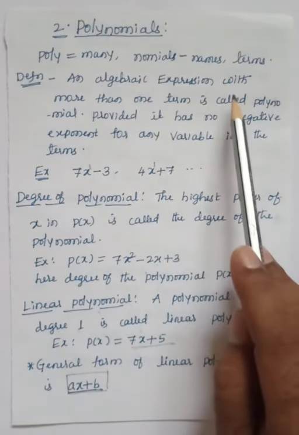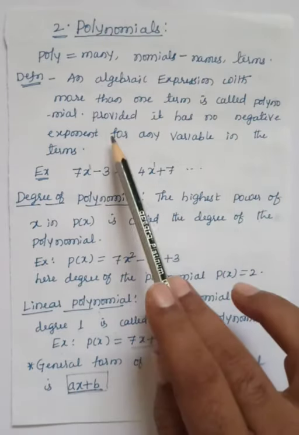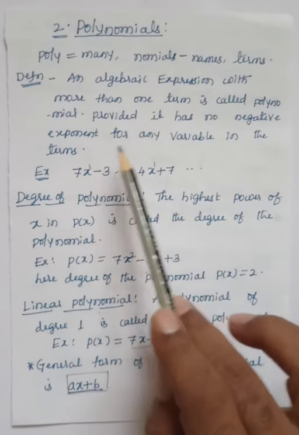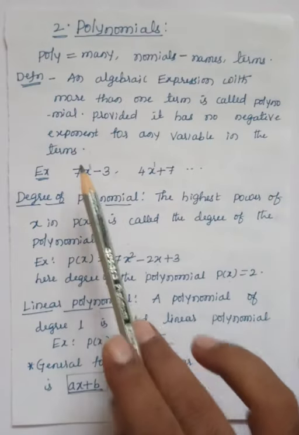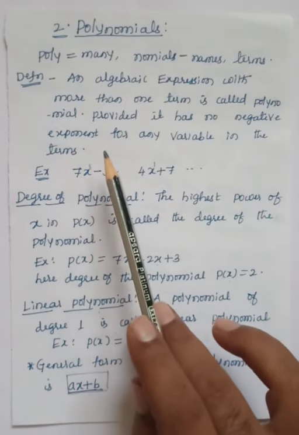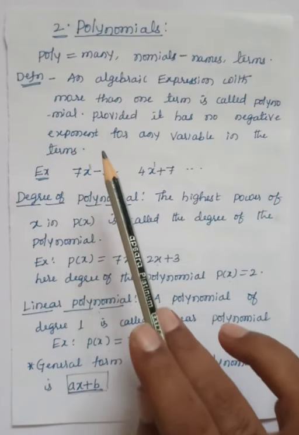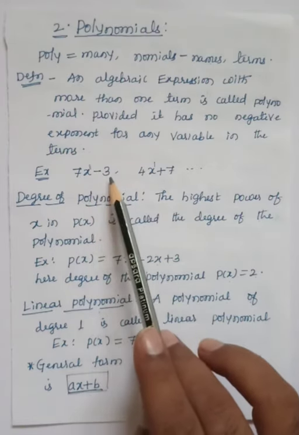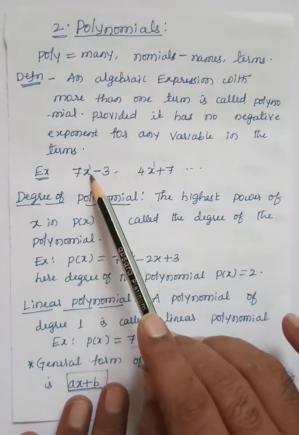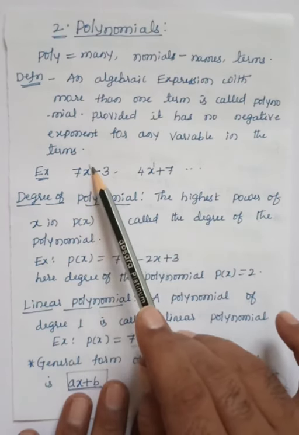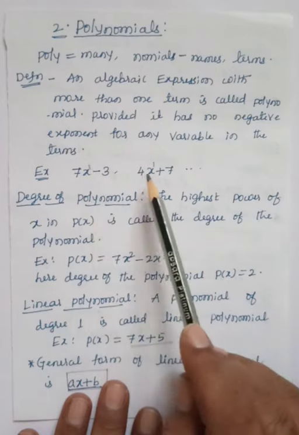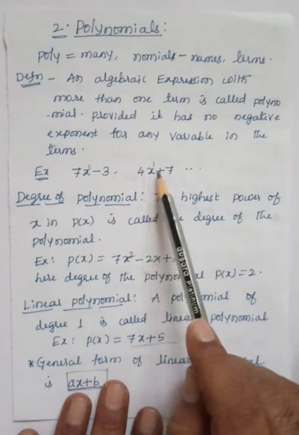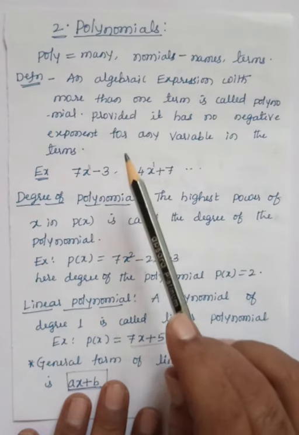An algebraic expression with more than one term is called polynomial, provided it has no negative exponent or power for any variable in the terms. What is the condition here? Power should be positive, power should not be negative, power should be whole number. For example, 7x minus 3, the variable is x here, the power of this variable is 1, this is a whole number or positive number. 4x plus 7, we can write more than 1 also, whatever degree you have to write now. So these are the examples of polynomial.